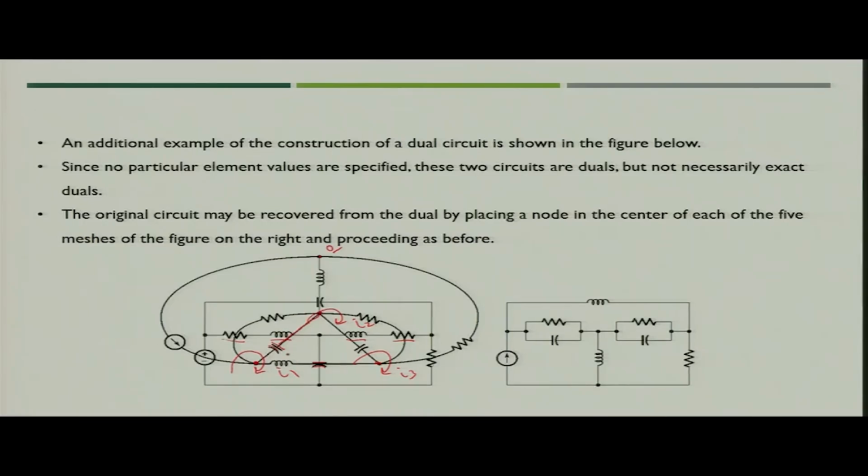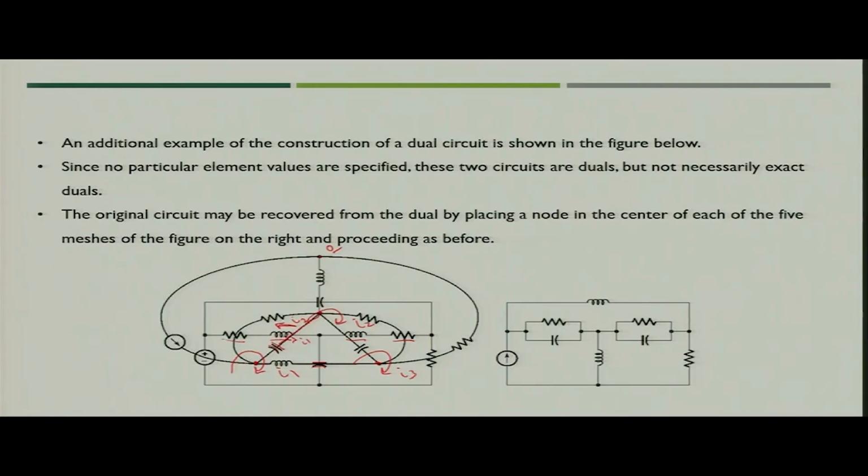Mesh current I1 is flowing in the inductor in this direction, while current I2 is flowing from the upper mesh in this direction. So, it means that the current flowing through this inductor would be I1 minus I2.